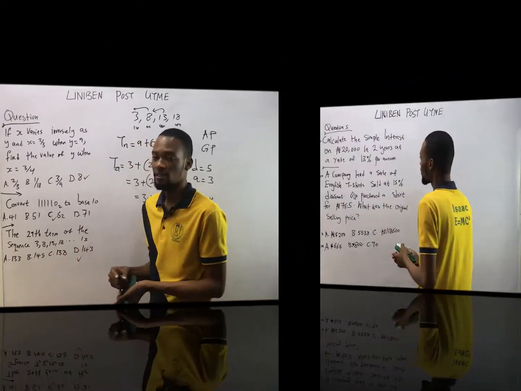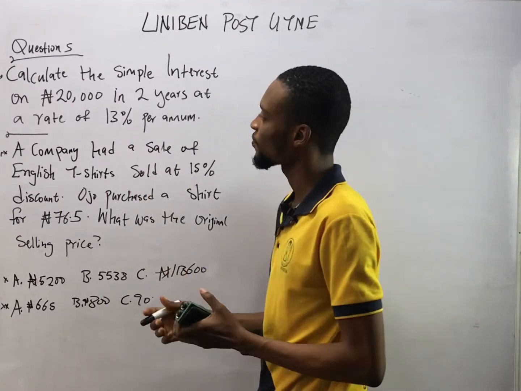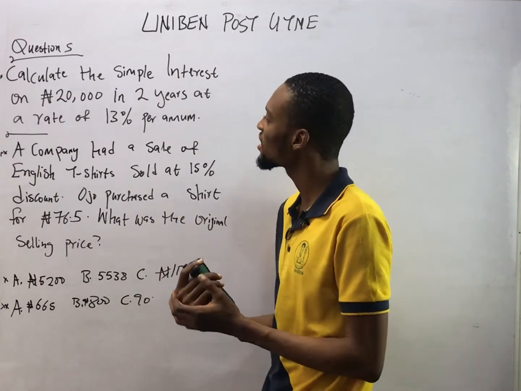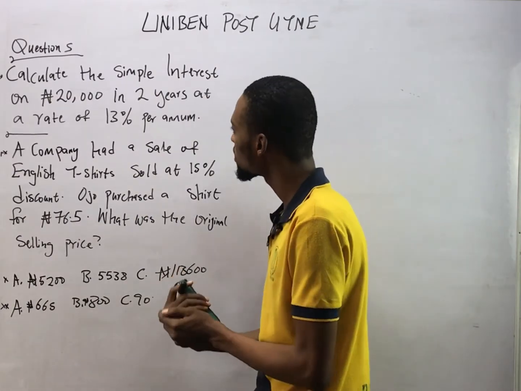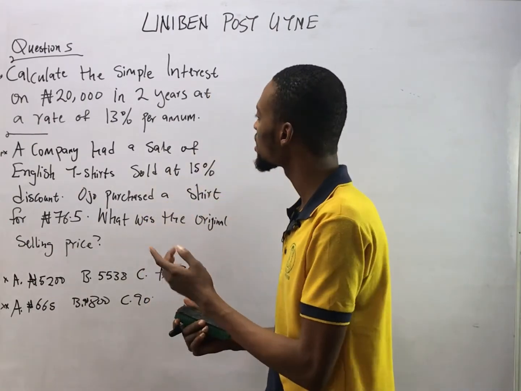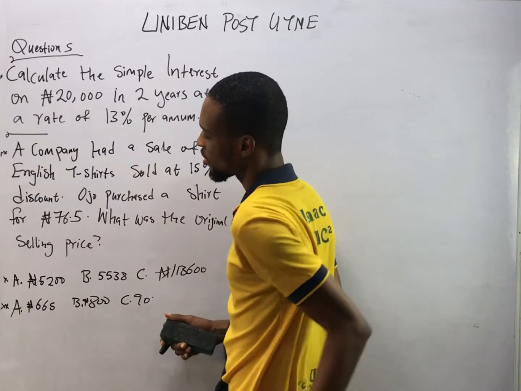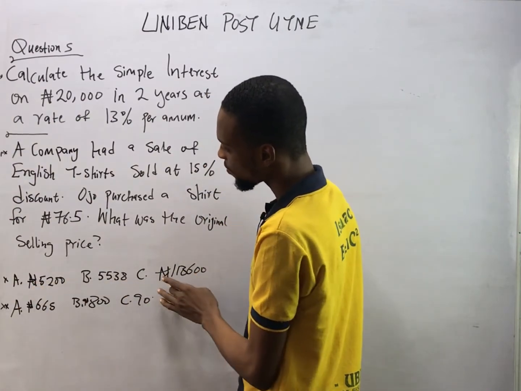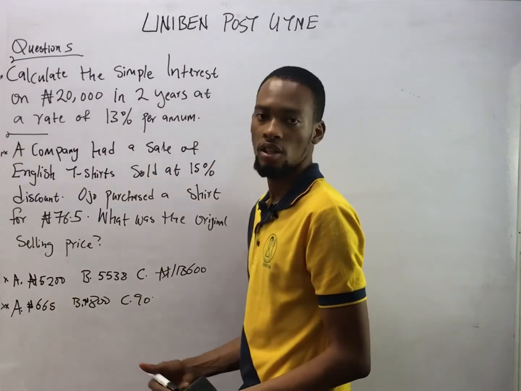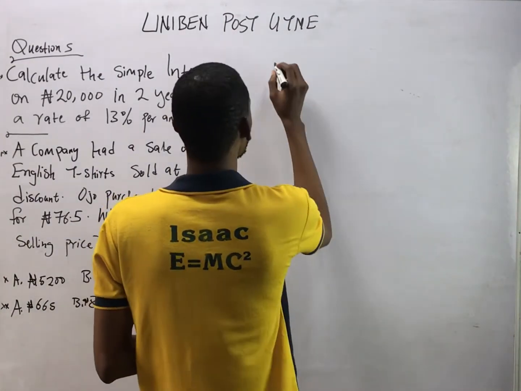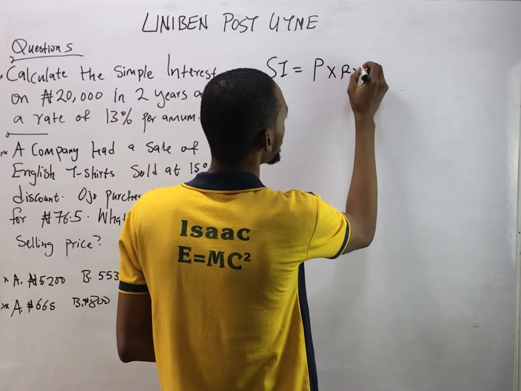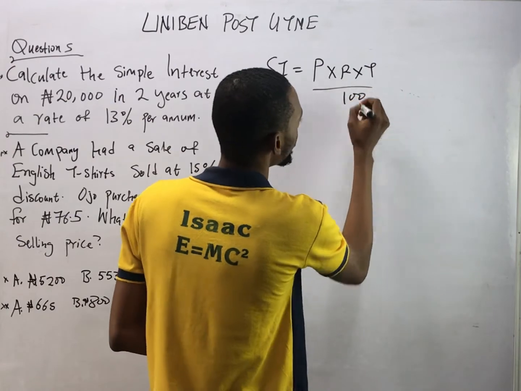So take a look at it. Okay, take a look at this question. It says, calculate the simple interest on 20,000 naira in 2 years at a rate of 13% per annum. So this is a simple interest question, question star. These are the options for question star. Then this is question star star, and these are the options. Simple interest is simply principal times rate times time over 100.